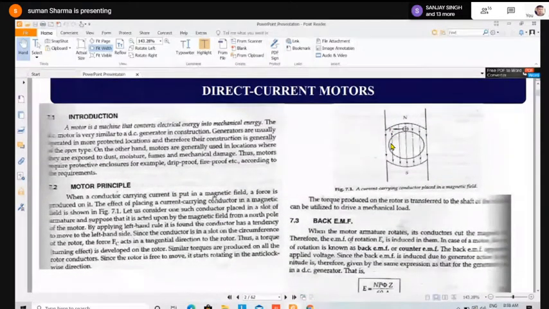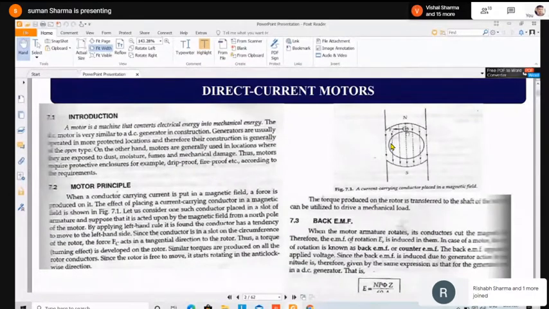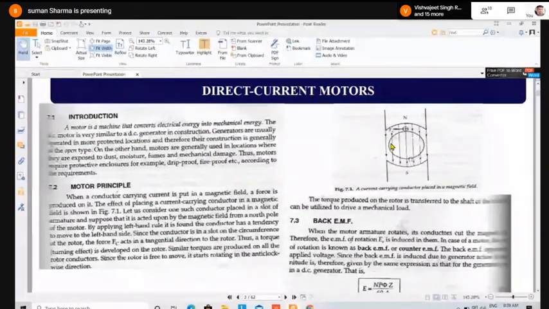When a conductor carrying current is put in a magnetic field, then Lorentz force is produced on it, given as BIL, where B is the magnetic flux density, I is the current flowing along that conductor, and L is the length of that conductor. The effect of placing the current carrying conductor in a magnetic field is shown in this figure. There are north pole and south pole, these are the main poles, and these are the conductors. The conductor is carrying the current and it is indicated by a cross. Cross means into the page, into the paper. Dot means out of the paper.